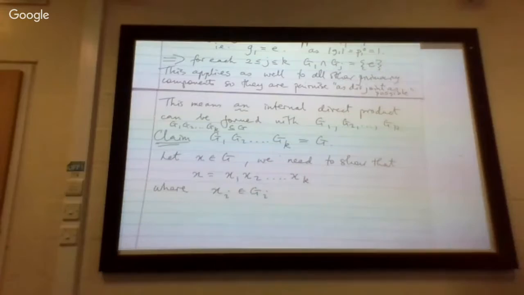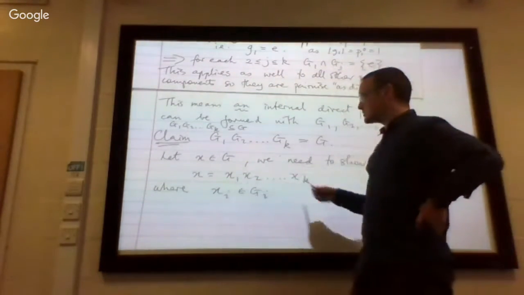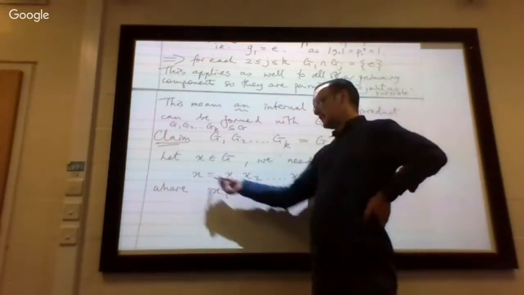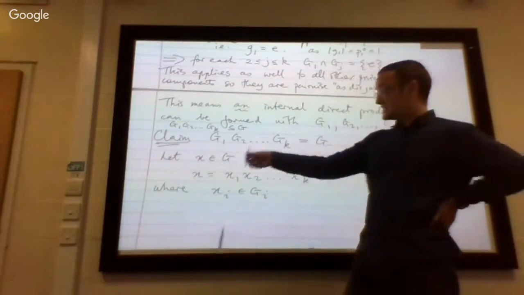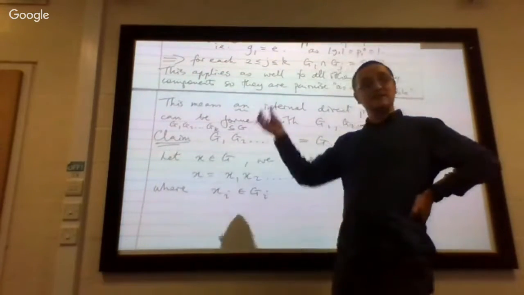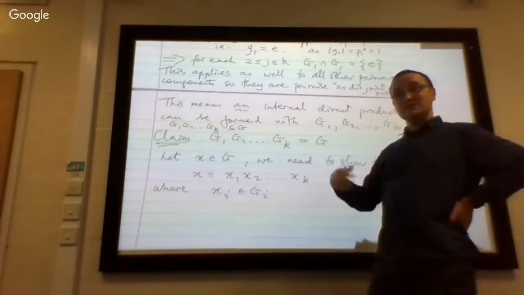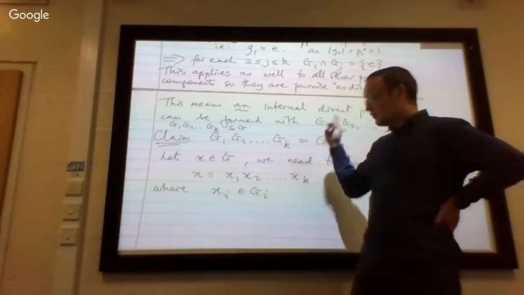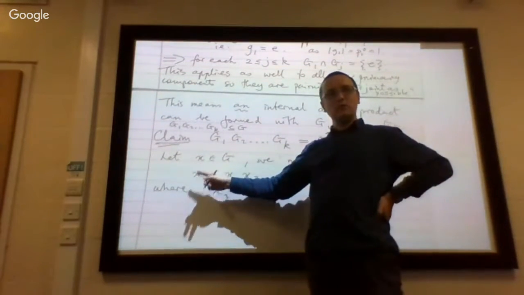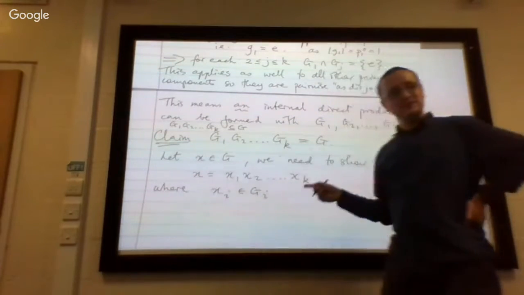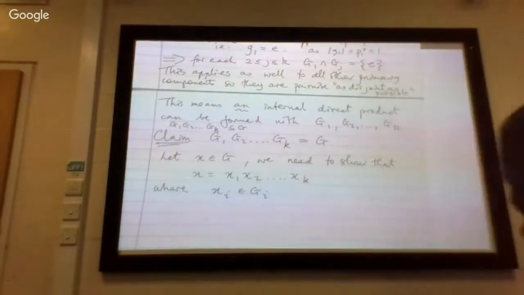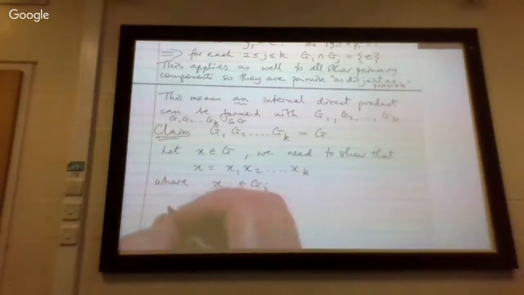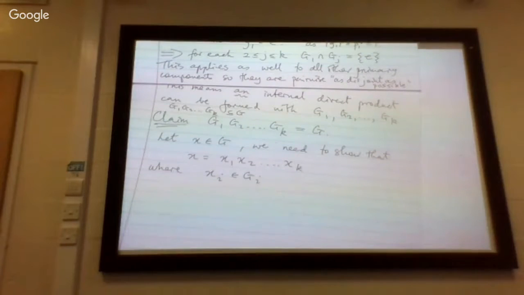Somehow we have to find these elements, one from each primary component, that multiply together to give any old element x. Now that seems quite daunting at this stage, because x is just any old element of G. We can't locate it anywhere in particular. So we don't seem to have a lot to go on, apart from x itself. And one way to build other elements in the group G is to look at powers of x. And we can do that. Here's how we go about it.